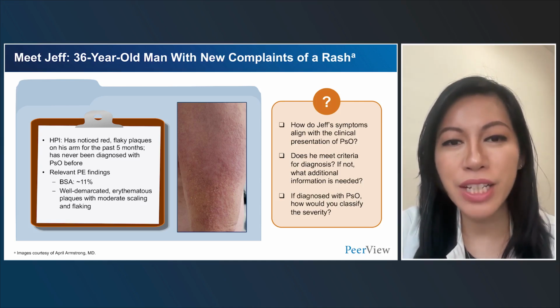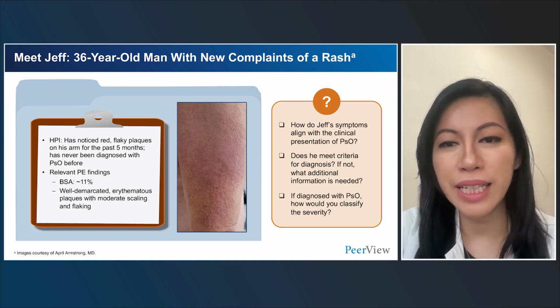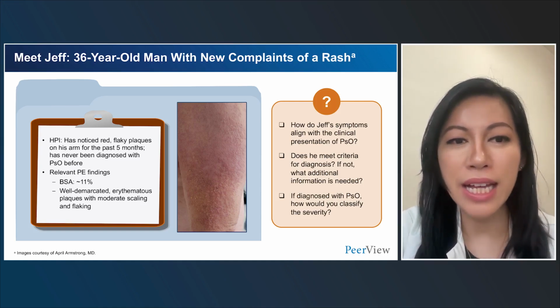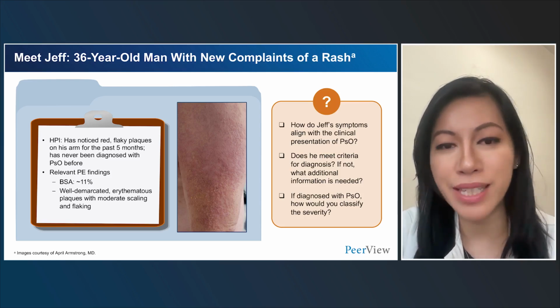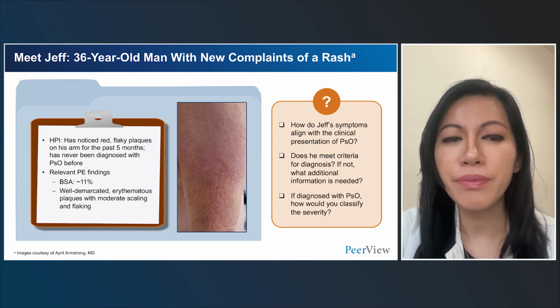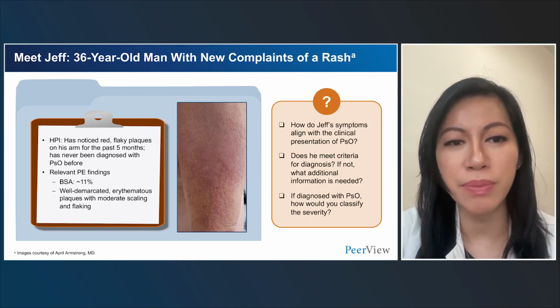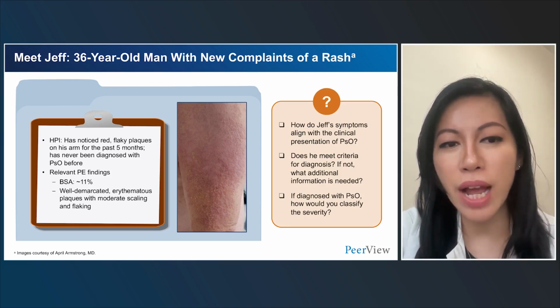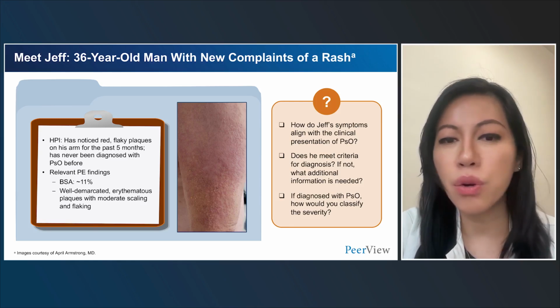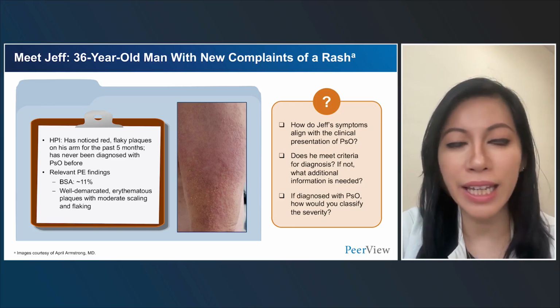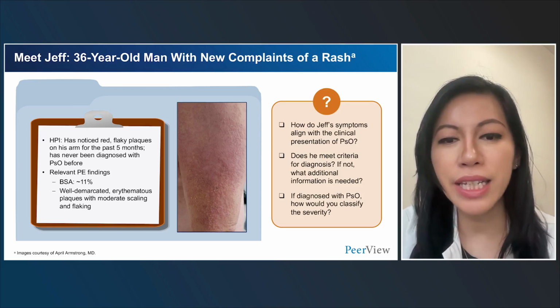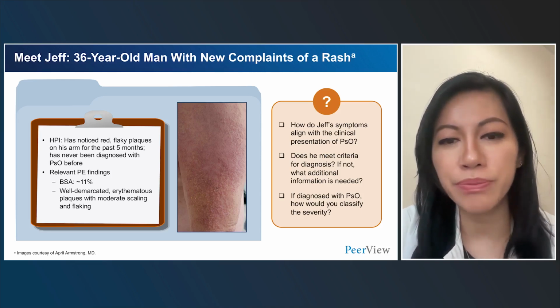Jeff is a 36-year-old man with new complaints of a rash. So let's take a look at Jeff. Jeff tells us that he's noticed these red flaky plaques for the past 5 months, and he's never seen them before. He hasn't been diagnosed with psoriasis before. You see that this rash covers about 11% of Jeff's body surface area. They're overall well demarcated erythematous plaques with moderate flaking and scaling. And you see here Jeff's picture.